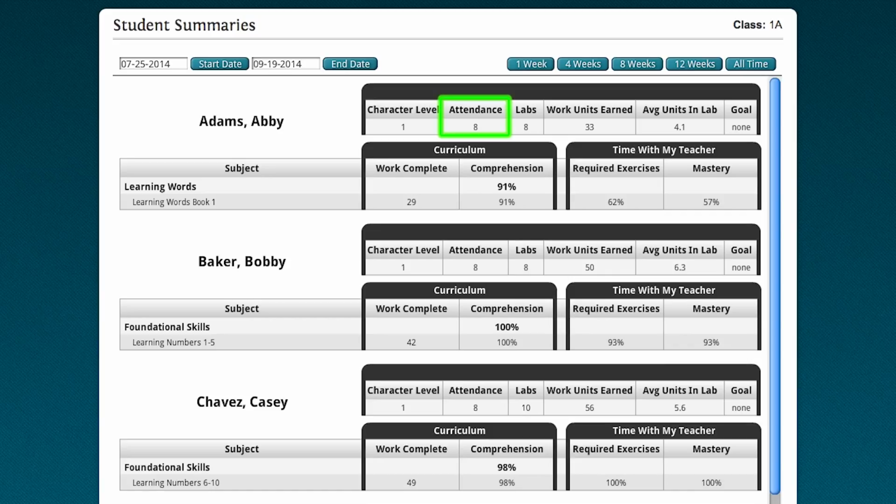Attendance is shown, and it gives the teacher or administrator an indication if the student is having difficulty, perhaps they're coming in late or missing a lot of school. The records are right there, and it can be used to counsel with the parent to get the child at school as much as possible.